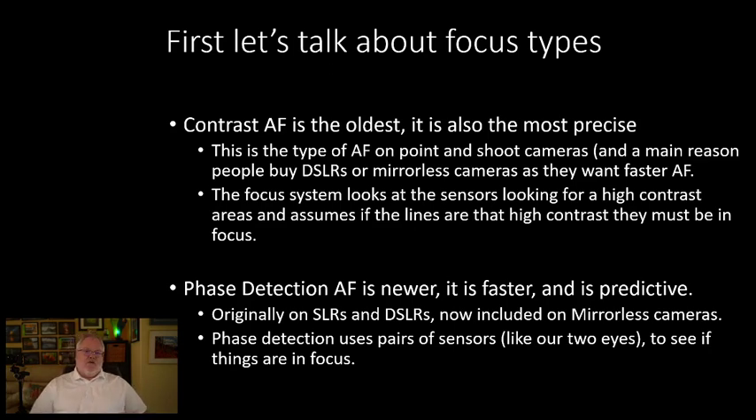Phase detection autofocus is newer. It is faster, it's predictive, but it is not as precise as contrast. This autofocus system originally came out on film-based SLRs, then moved to DSLRs, and it's now included on mirrorless cameras. Phase detection uses a pair of sensors, like our two eyes, in order to see the dimension.